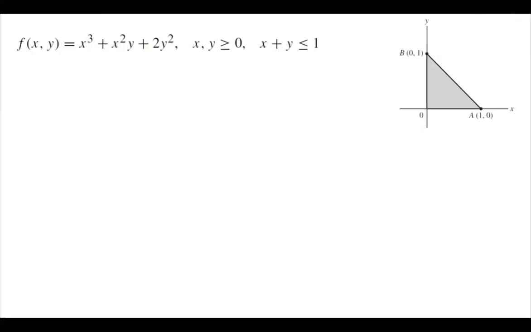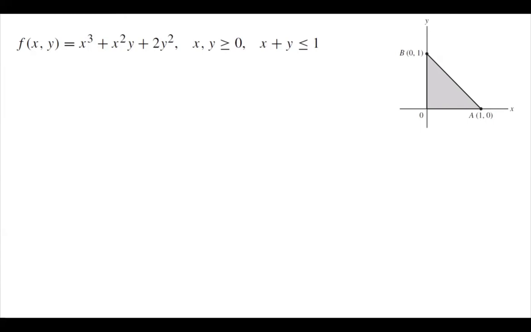In this question, we have the function x cubed plus x squared y plus 2y squared, where x and y are positive, and x plus y is less than or equal to 1. So you're basically looking at this triangular region. We want to know what is the minimum value of the function over this triangular region.